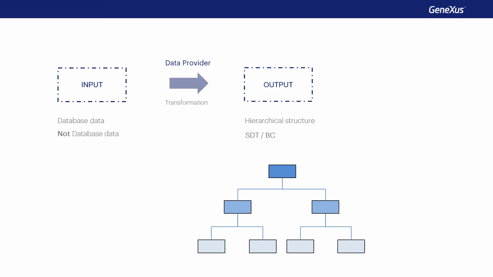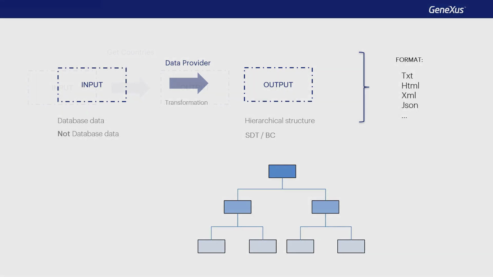Therefore, a data provider will always return a hierarchy to the caller, be it an SDT, a collection of SDTs, a business component, or a collection of business components. Whoever invokes it, therefore, is responsible for doing what he or she needs to do with that hierarchical information. For example, convert it into another format for representing hierarchical data, such as XML or JSON, which are useful formats for interacting with third parties.